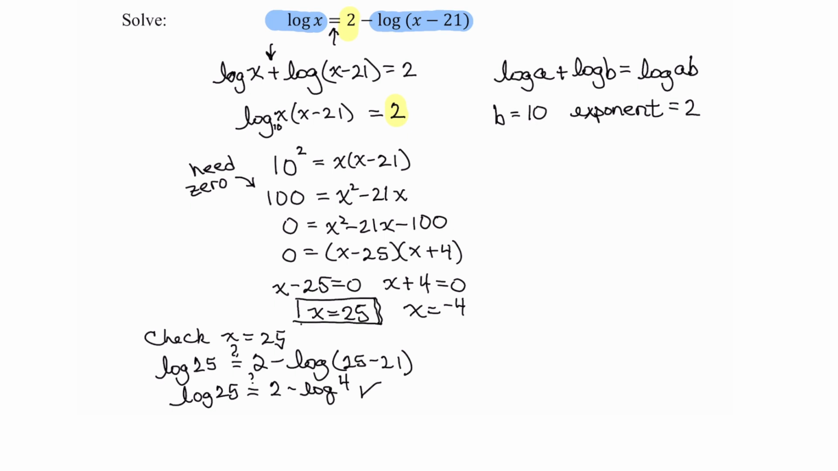How about x equal negative 4? Well, it would start off with log of x, log of negative 4. I don't need to keep going after this. The log of negative 4 is not defined over the reals. So x equal negative 4 does not work. The actual solution to this equation is x equals 25.